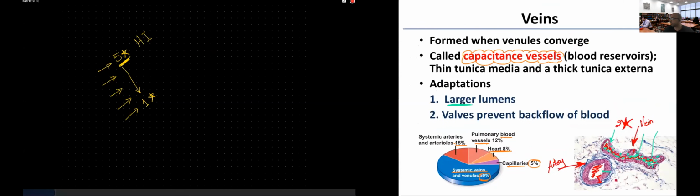How would I know which one is an artery, which one is a vein? The one with larger lumen, thin wall, this is my vein. And the one with thick wall and smaller lumen is going to be my artery. All right, so again, a 2 stars diagram. It's very important to be able to differentiate between the artery and a vein under the microscope.